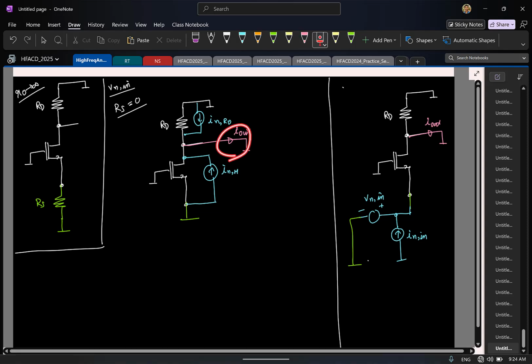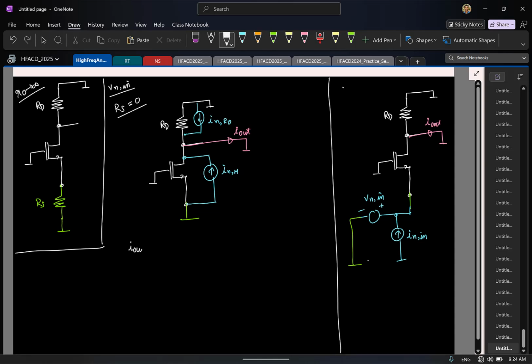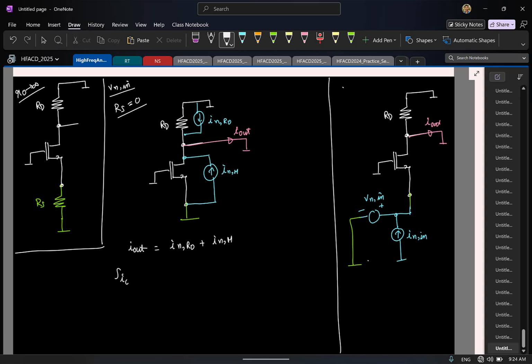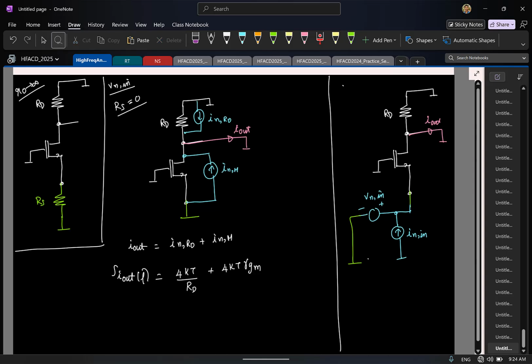Now tell me what is the I out here in terms of the two noise currents. What is I out? Again the same thing, sum of the two currents. So I can directly write the power spectral density. Power spectral density of the resistor noise current is 4 kT by RD. Power spectral density of the MOSFET's noise current is 4 kT gamma times Gm. Same thing we computed for the common source will be valid here also.